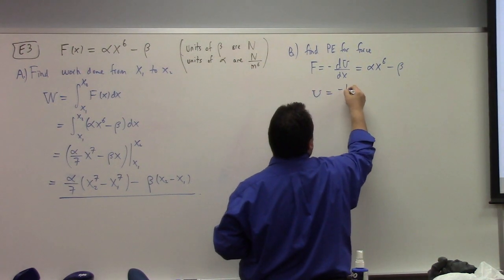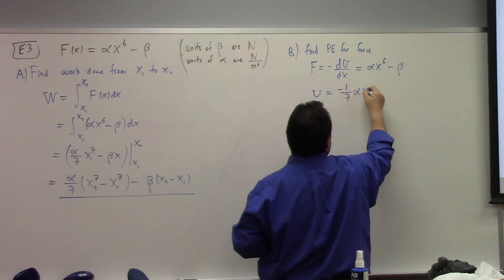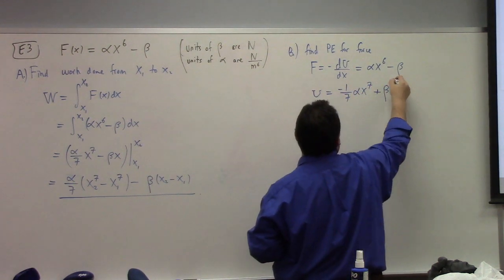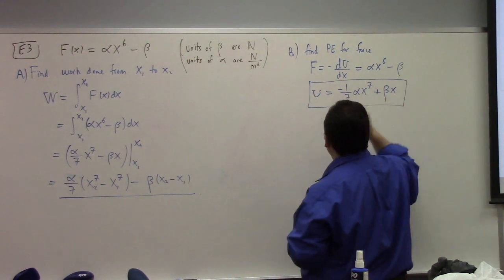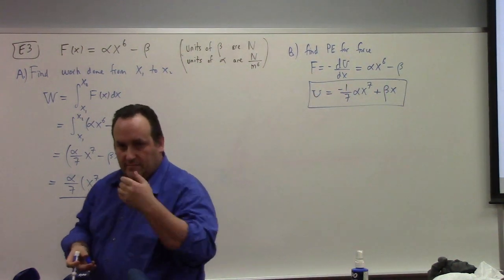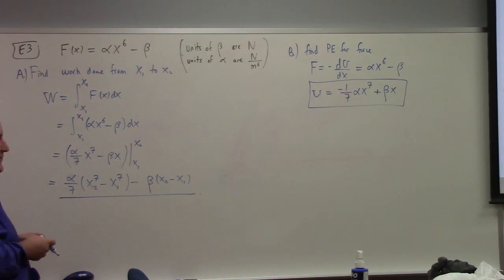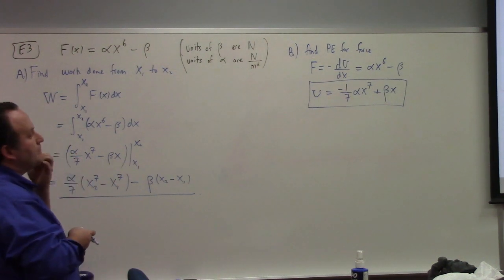Looks like minus 1/7 alpha x to the 7th. I think plus beta x will do it. You can add a constant, right? But for the sake of convenience, I'll just put the potential energy to be 0 at 0. We always have this freedom to adjust the potential energy 0 to be where we like it to be. Well, always is a dangerous word, but I think that's it.